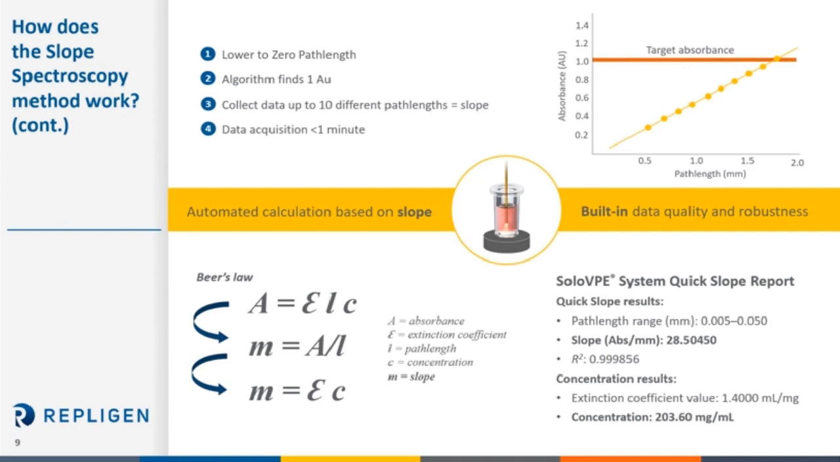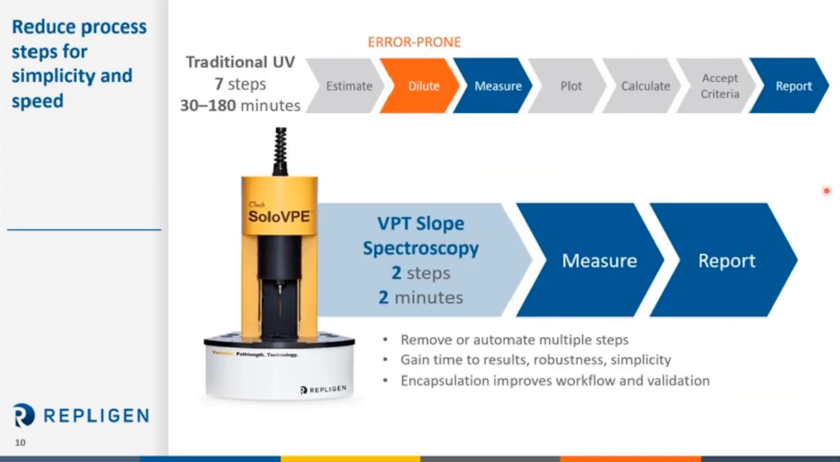So we are still very much working off the Beer-Lambert law equation. However, except for the absorbance and path length portion, we only care about the change of absorbance. So now it is slope divided by extinction coefficient, which will calculate your concentration. This has allowed us to significantly reduce process steps for simplicity and speed.